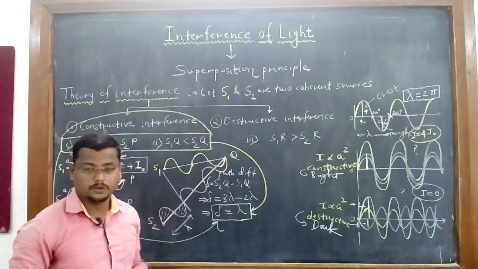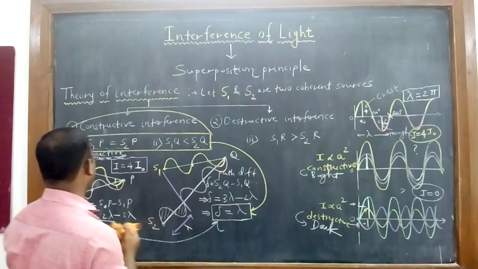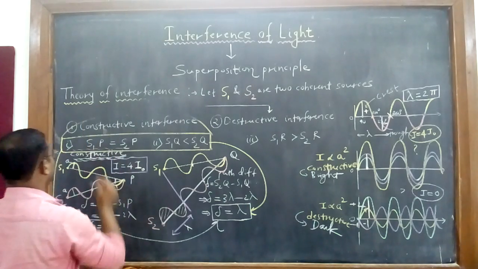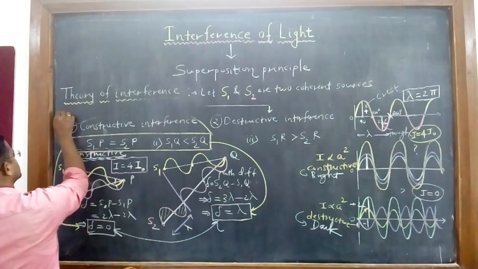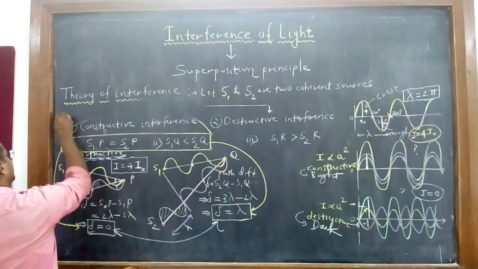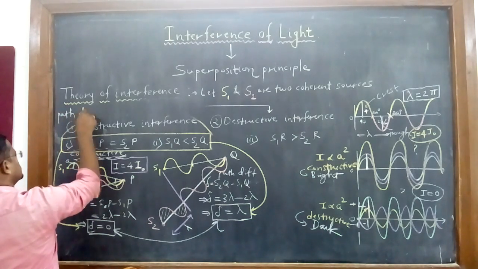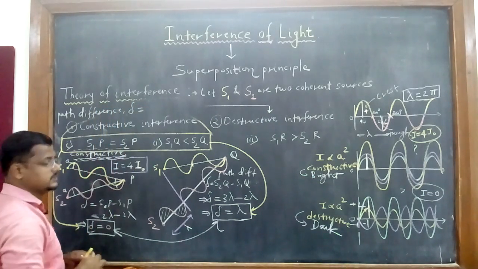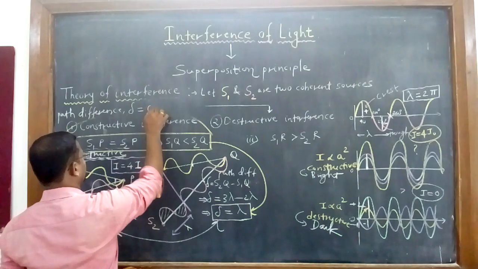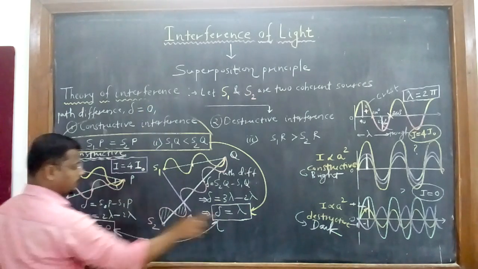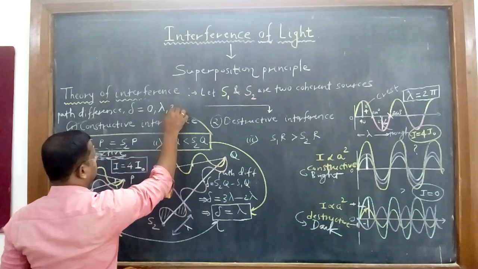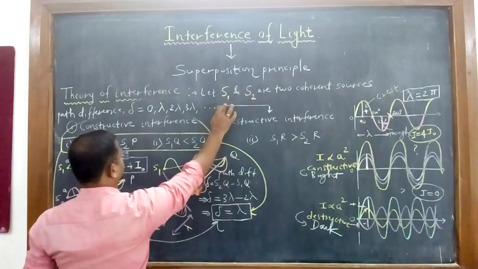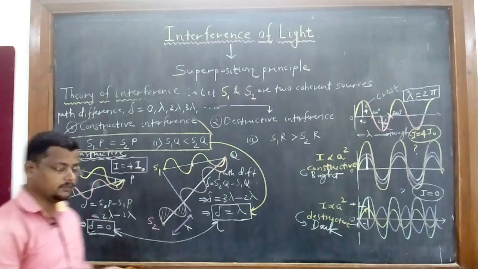So what I can say, the two waves are said to interfere constructively if the path difference between the two waves is equal to delta is equal to 0, lambda, 2 lambda, 3 lambda, and so on. Alright, so this is the condition for constructive interference.